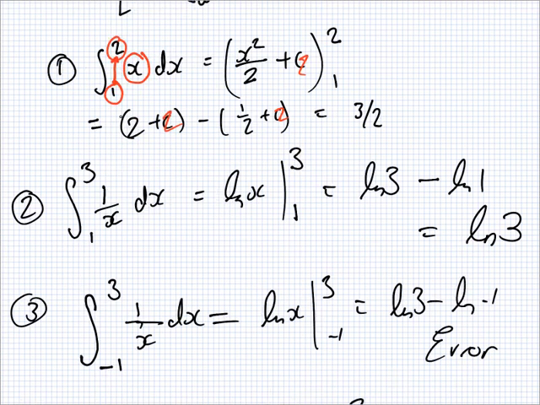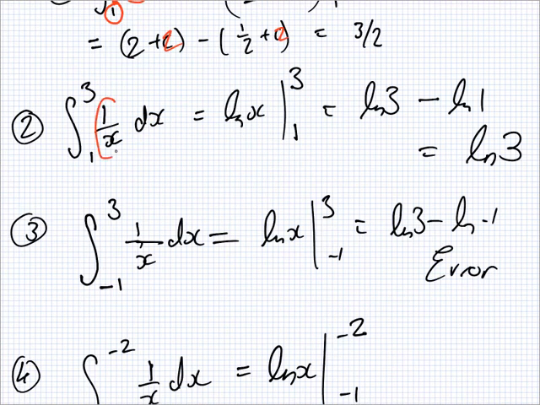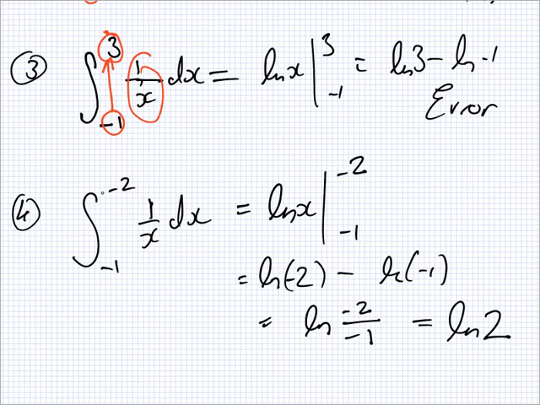Yeah? Now, let's go here. 1 over x. If I begin at 1 and increase to 3, will I hit any problems? No. So this is also proper. 1 over x. If I start at minus 1 and increase to 3, will I hit any problems? Yeah, 0. Yeah, I'll hit 0. This is improper. It has no integration. Don't bother solving.